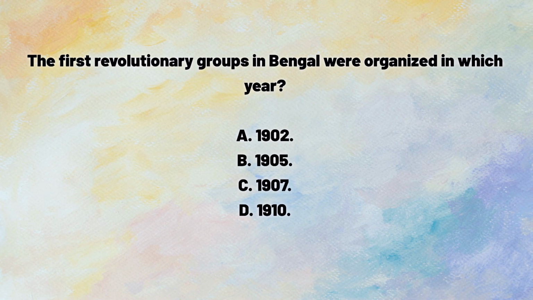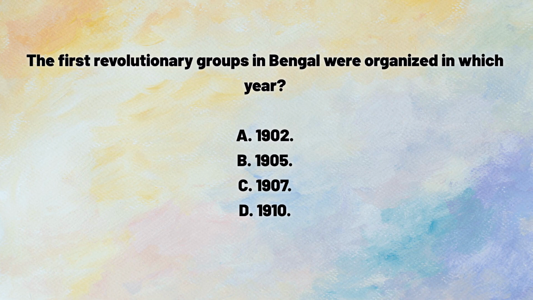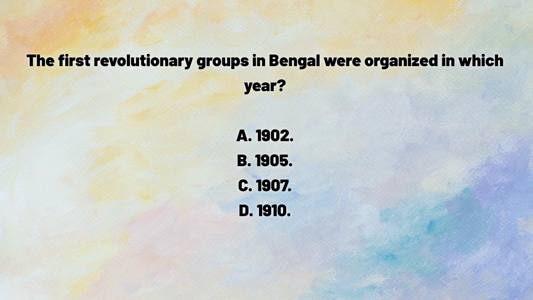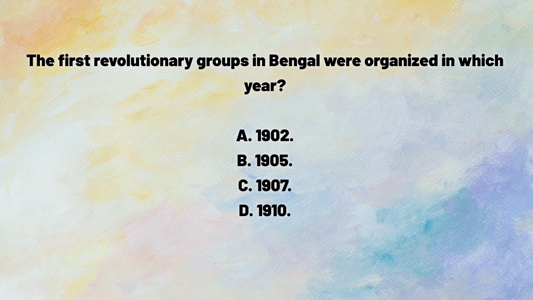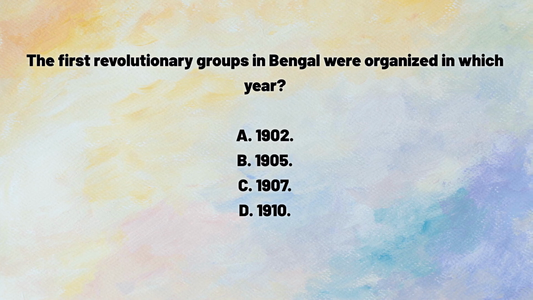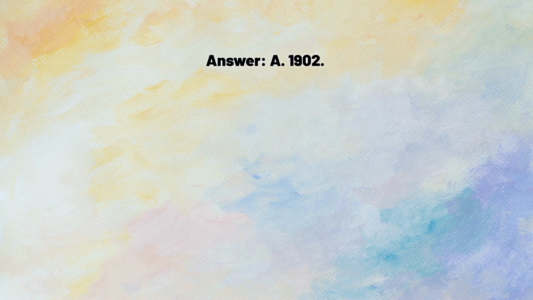The first revolutionary groups in Bengal were organized in which year? A. 1902, B. 1905, C. 1907, D. 1910. Answer: A.